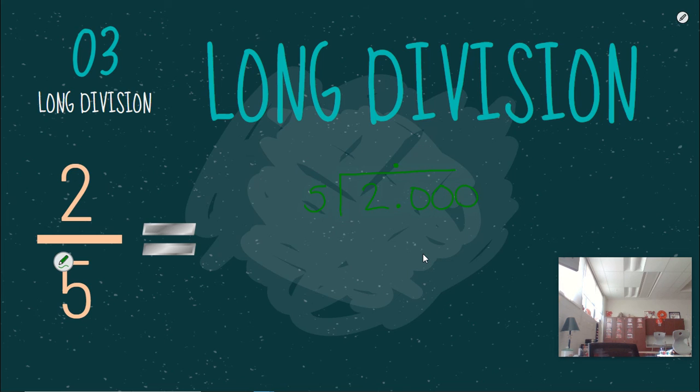All right, if you did this correctly, can 5 go into 2? No, it cannot. But can 5 go into 20? Yes. 5 can go into 20 how many times? 4. So 5 times 4 is 20. 20 minus 20 is 0. So the answer to this one would be 0.4.